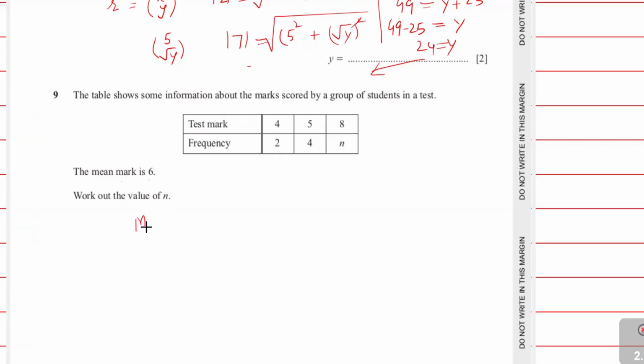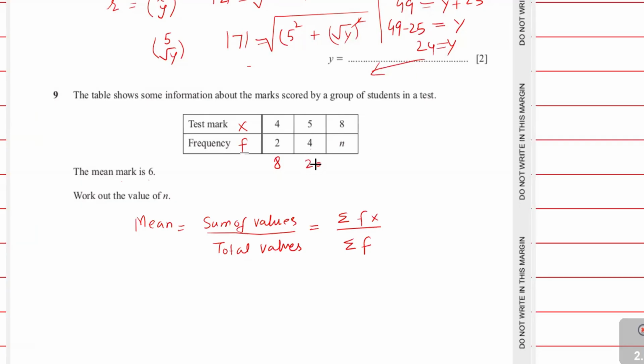The formula of mean is equal to sum of values over total number of values, and sum of values is summation f into x, and total value is summation f. Here this is x and this is f, and we can calculate fx. If we multiply, 4 times 2 is 8, 5 times 4 is 20, and 8 multiplied by n, 8n. And when we add, we get summation fx.